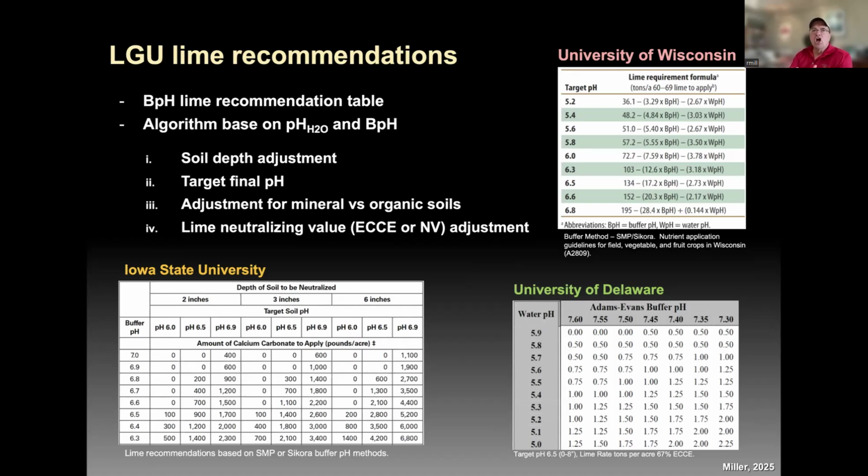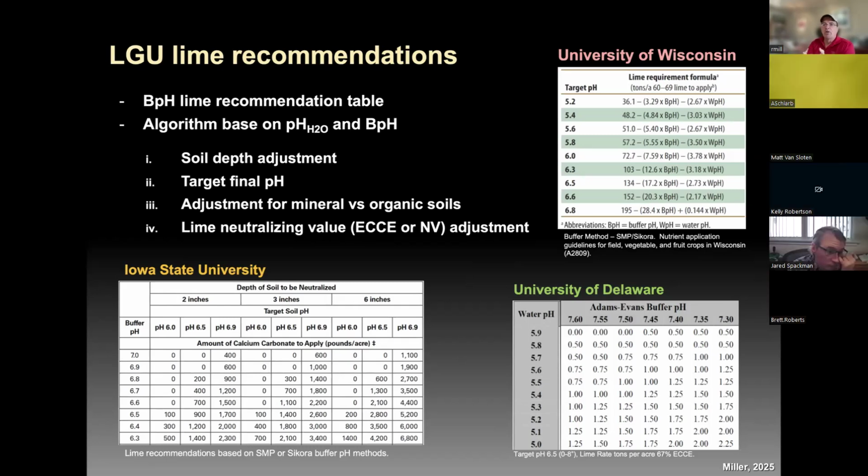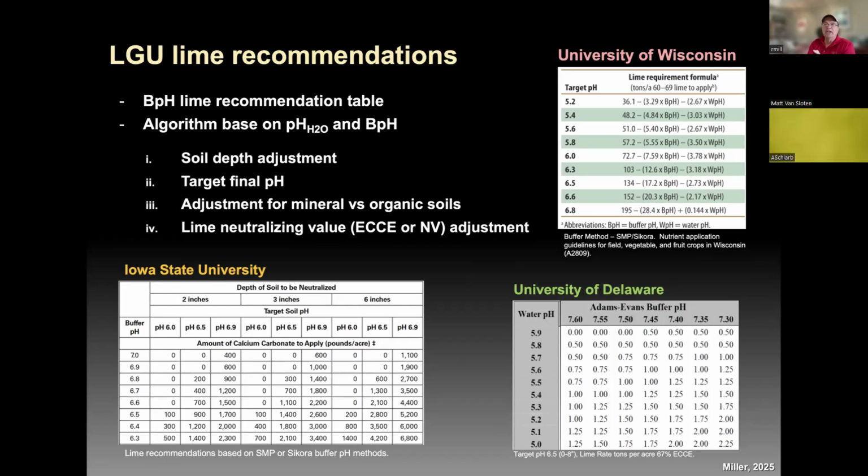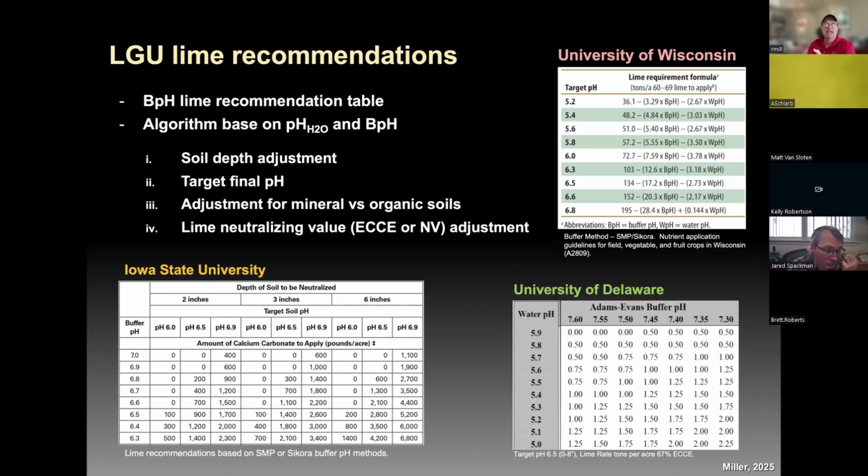If you'll notice, almost all these land-grant universities, and there are about 35 of these online, look at a depth, a target pH, and an adjustment, whether it's a mineral or organic soil. That's pretty limited; I think only 2 or 3 states have that. And then there's lime neutralizing value, or sometimes NV, or sometimes exchangeable calcium carbonate equivalent. Everybody has their own way they decided to go. But you get a good impression that all this data is out there. You can look at it. But the question is, how good is that data?